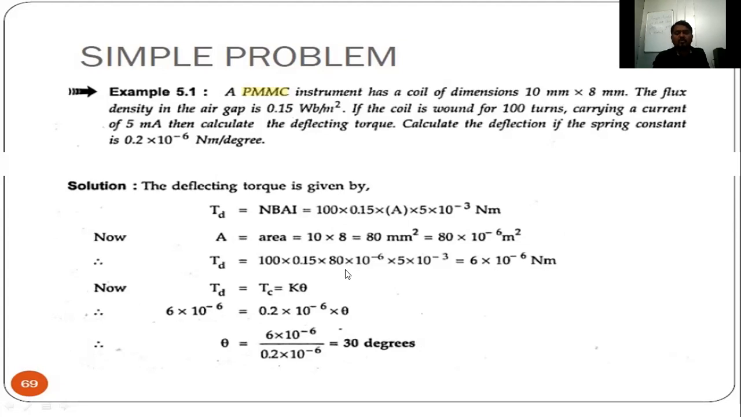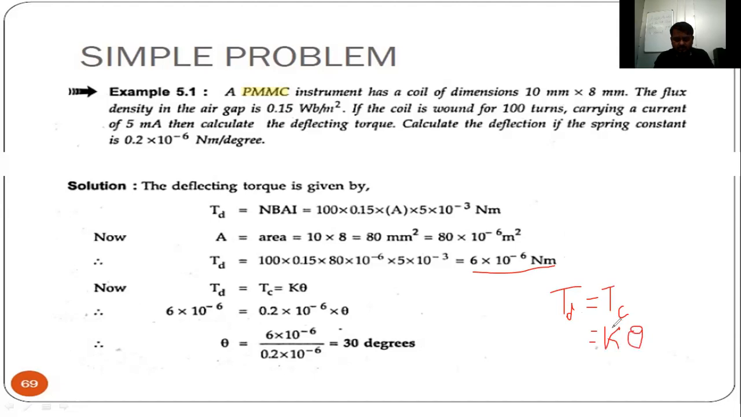And we already know the formula: TD equal to TC. The deflecting torque is equal to the controlling torque. Yes or no? We already know the formula. TD is directly proportional to the deflection. TD equal to TC. We have already discussed this. The TD value we have calculated here. TD is a known value. TC equal to what? K theta. TC equal to K theta.